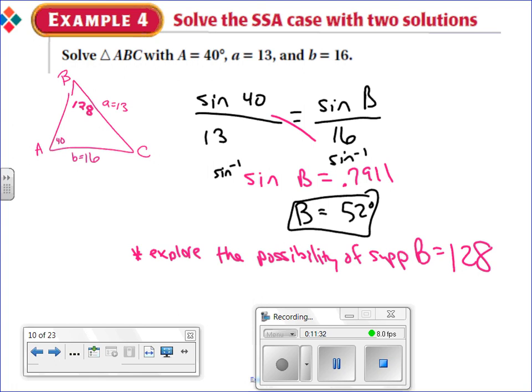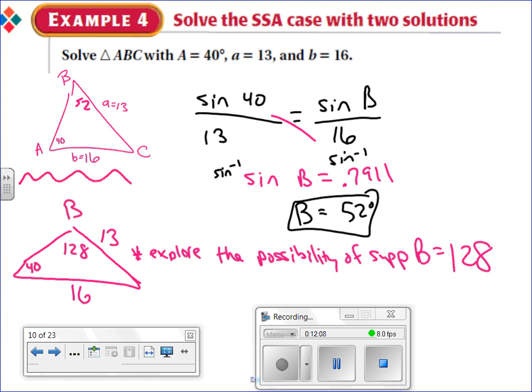Yes. So rather than me making that a 120, let me just draw a new picture with an obtuse angle in it so you can visually see it a little bit better. I'm going to do my best job at drawing an obtuse angle B that is 128, and I'll have this one be my one with the 52. Okay. So basically there's two possible ways to construct a triangle with a 40 and a 16 and a 13. One would have a 52-degree angle B, and one would have a 128-degree angle B. So we have two cases.